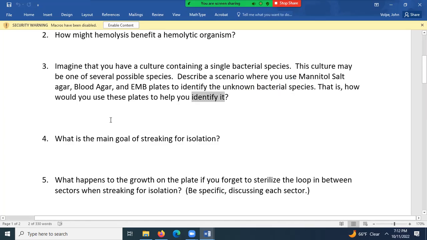You will perhaps need a lot of space to write that down, but if you're writing in the worksheet, you can just hit the return key. What is the main goal for streaking for isolation? So state what the main goal for streaking for colony isolation is.